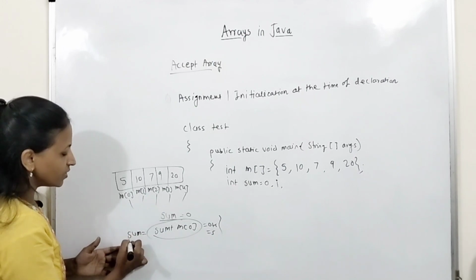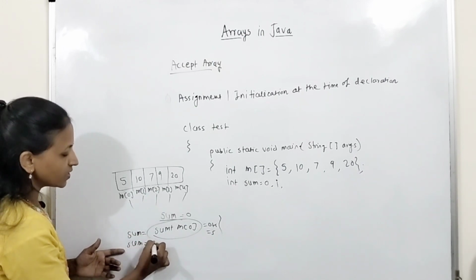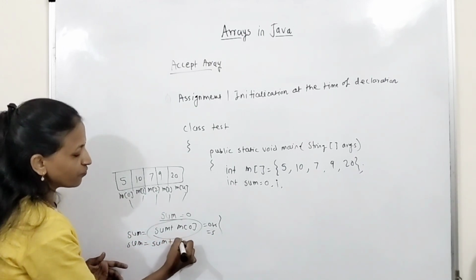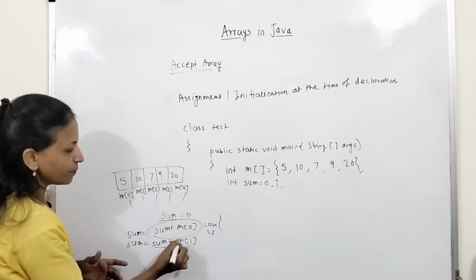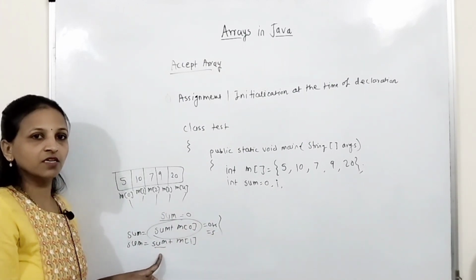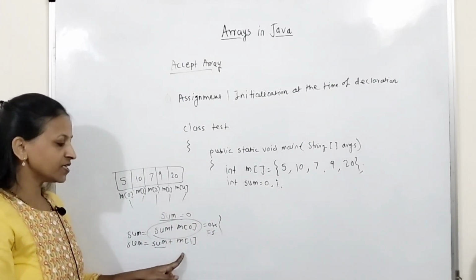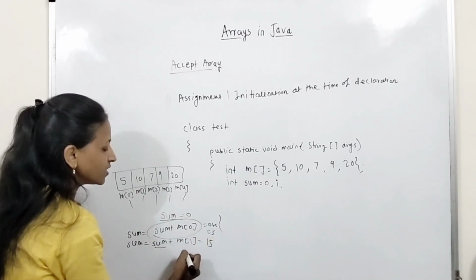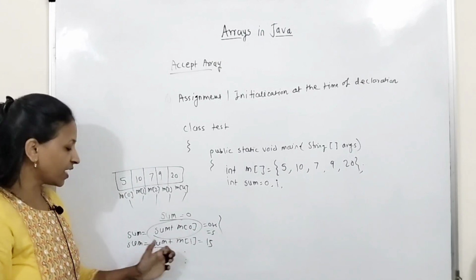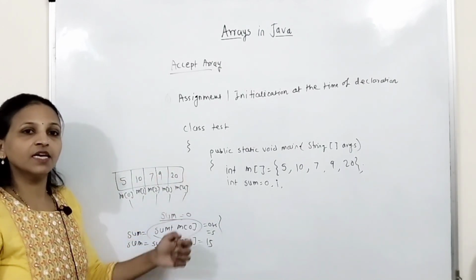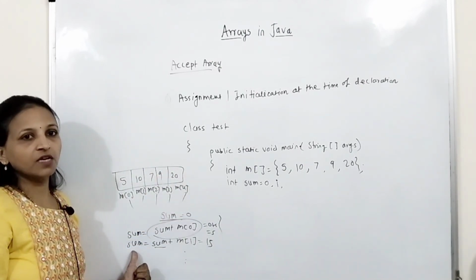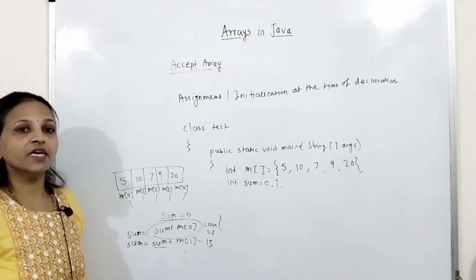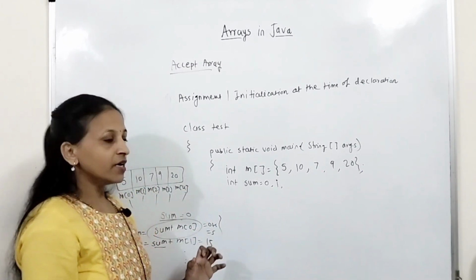Now next I will do sum equal to again sum plus m of 1. Whatever the previous sum was will be taken here. Now sum is 5 plus m of 1 which is 10, that's why I will get 15. In this way I will get at the end the sum of all these array elements in the sum variable. This logic we have to apply inside this program.